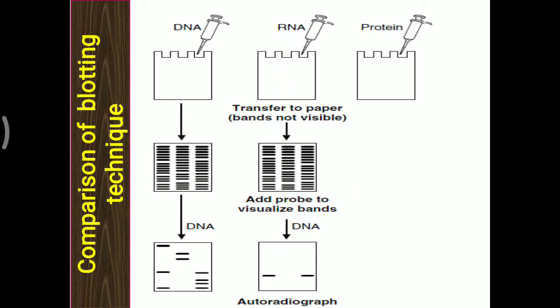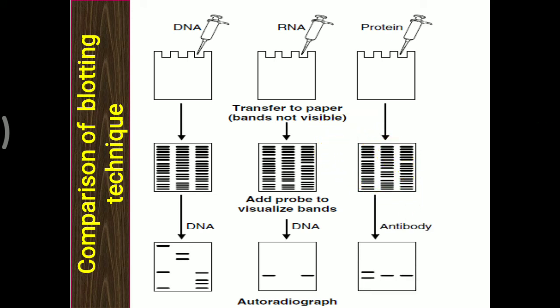Last one is protein detection. This protein is again separated by electrophoresis. It is also not visualized normally, but when it is added with a particular probe, here the probe is generally an antibody. So the antibody will detect a particular antigen on this protein, and if this particular antigen or protein is present, then it will be visualized under autoradiography. So this protein detection method is called the Western blotting technique.